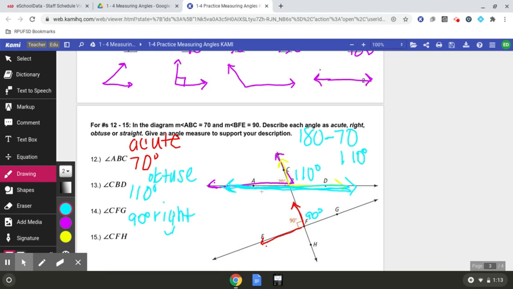And then the last one would be CFH. So C is up here, F, and H. Basically what that is is the straight line. So that's basically this, and all straight lines are 180, which we call straight.